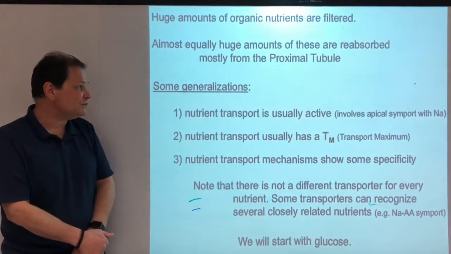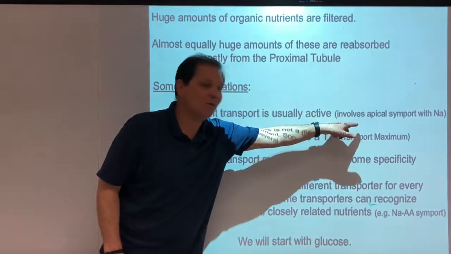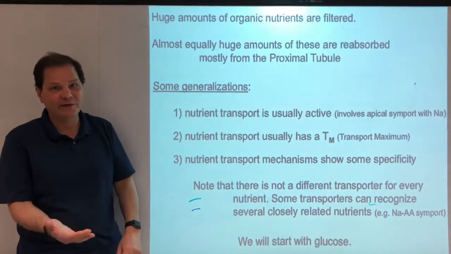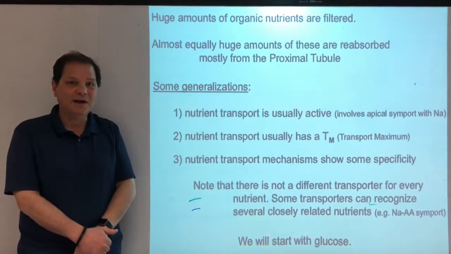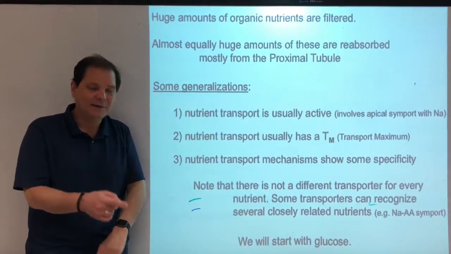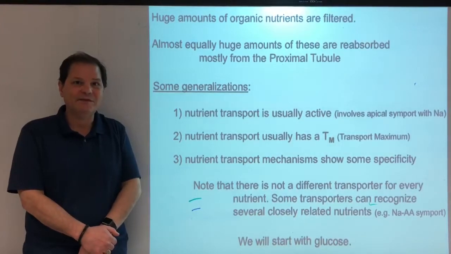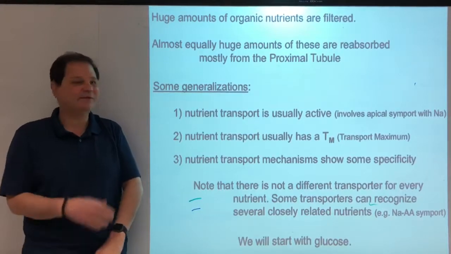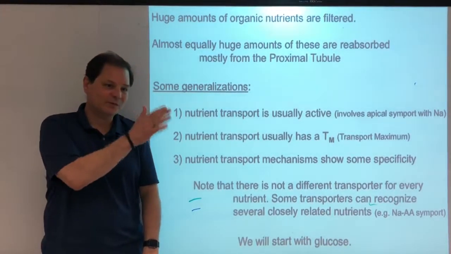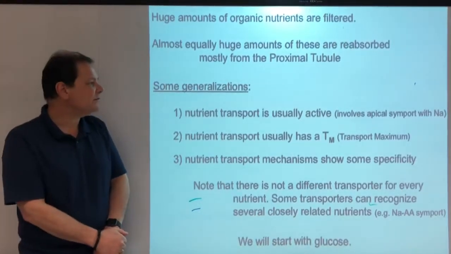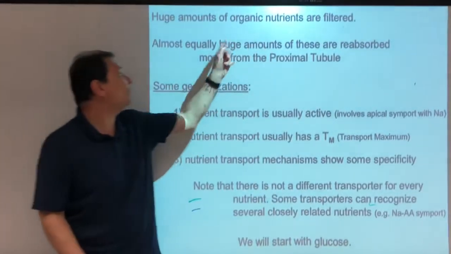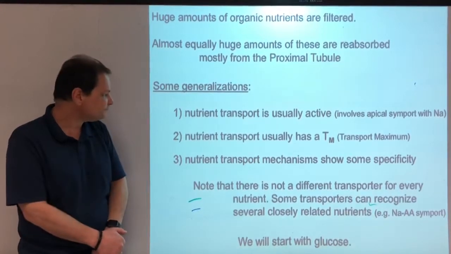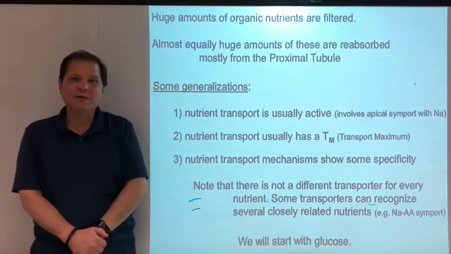Some generalizations here. Transport is usually active, and it usually is some sort of a coupled transport with sodium. So remember, we're setting up a sodium gradient across the apical membrane through the sodium-potassium ATPase in the basolateral membrane. That ATPase in the basolateral membrane lowers sodium in the cell, and then the sodium will be transported from the lumen into the cell, and usually that transport will be coupled in some way to the movement of these organic nutrients.